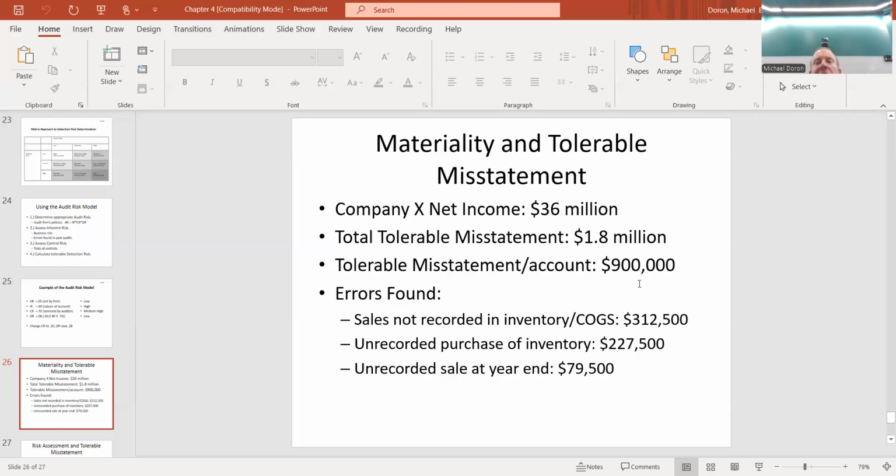Okay, 600,000 is less than the total error you're allowing of 1.8 million, and each account here is less than the 900,000 per account. So that means that these errors are within tolerable misstatement. So you will still take these to the client, even though they're immaterial. You'll say, I found these errors, you should fix them, and hopefully they'll fix them, no problem. But regardless of whether they fix them or not, the financial statements are fairly stated. There are no material errors. It's within your tolerable misstatement, so you can sign off on these financial statements. All right. Everybody follow us on that?